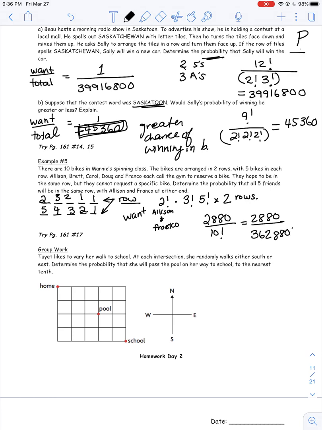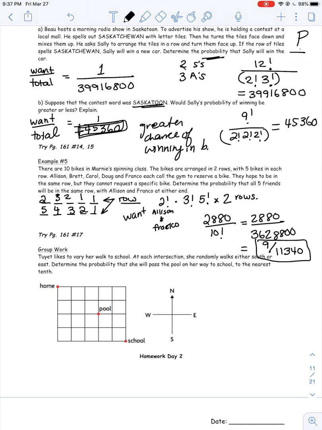3,628,800. Now finally we want to simplify by going math enter enter, and you should get that this number is 9 over 11,340. Okay, so that's going to be 9 over 11,340 as your answer. So if they don't tell you that they want it to the nearest hundredth or tenth or thousandth, you can leave it as a fraction if you want as your final answer.